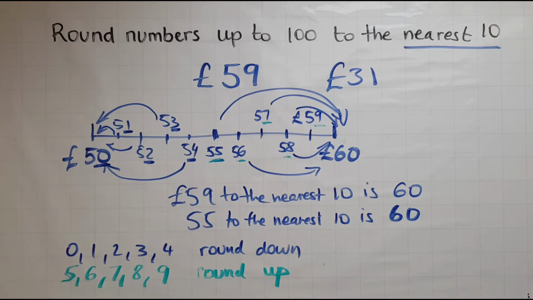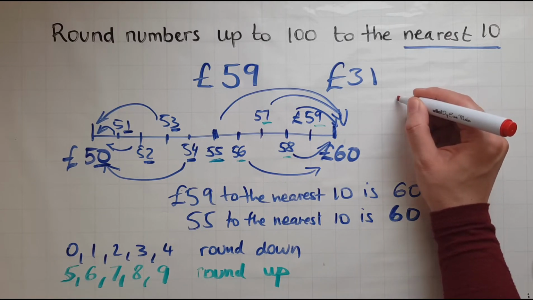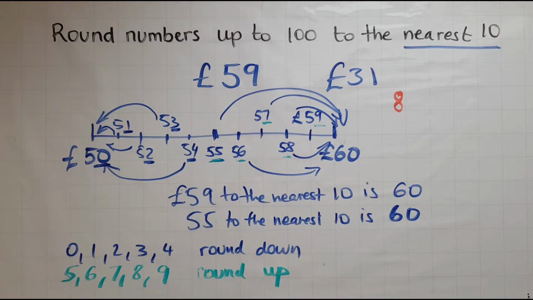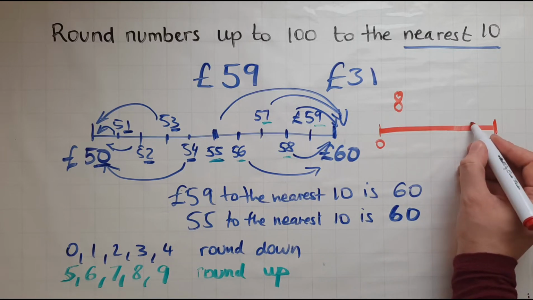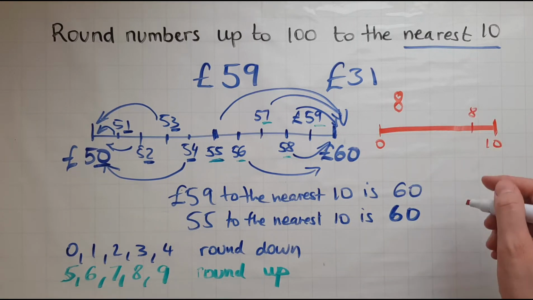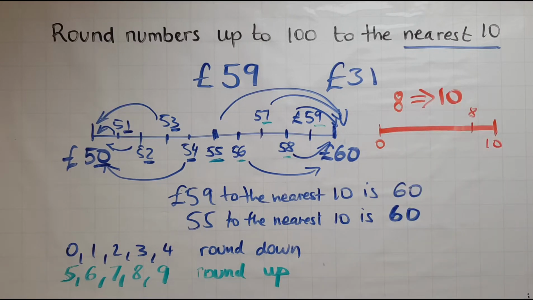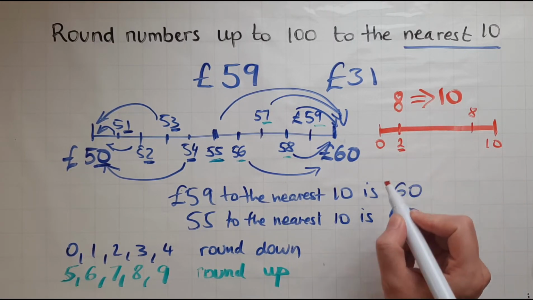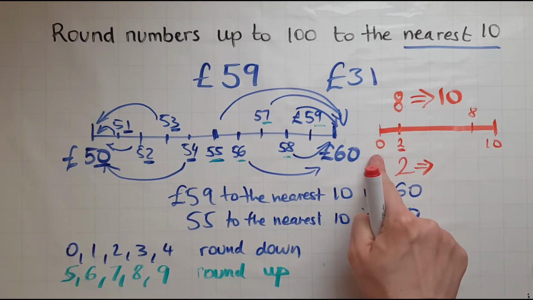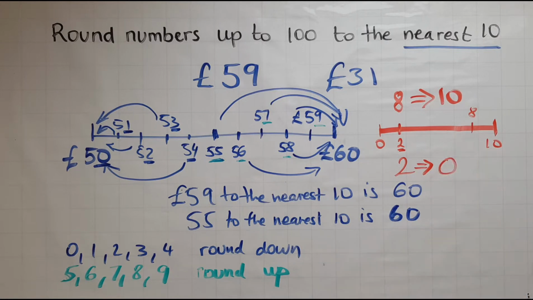So let's have a look at a few more examples. If I had 8 to the nearest 10, 8 is between 0 and 10, like this, 0, 10. So 8 is about here. So to the nearest 10, that would be 10. If I have 2, for instance, which is about here, to the nearest 10, that would be 0. So it stands between 0 and 10. It's not closer to 10, but it's closer to 0. So that would be 0.